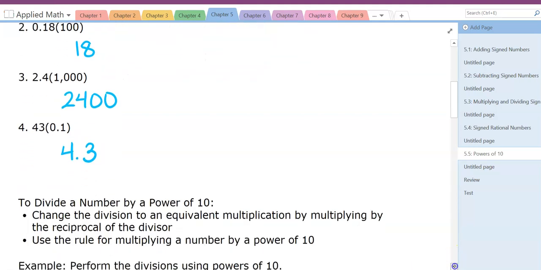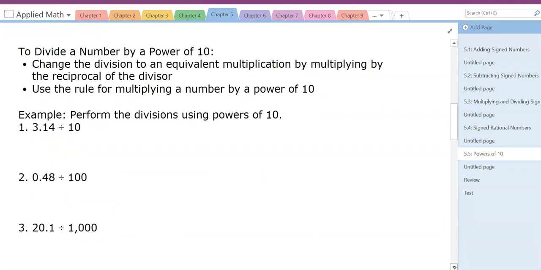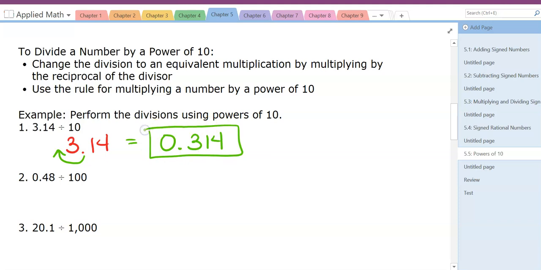Okay, so then we also have dividing by a power of 10. If you need to, you can change the division to an equivalent multiplication problem, but you don't have to. Use a calculator to help you if you need to divide the numbers, but you can also just move your decimal mentally. So if I'm doing 3.14 divided by 10, I take my decimal and I move it one to the left. So this would become 0.314. I usually put the 0 in 0.314, but you don't have to have that zero in front of it though.